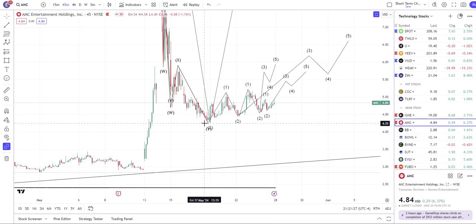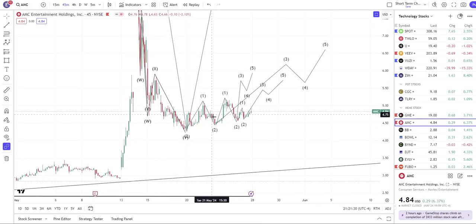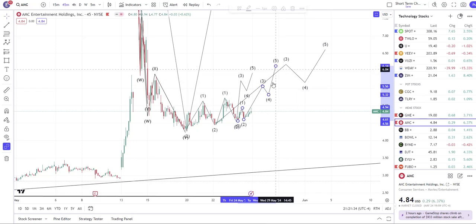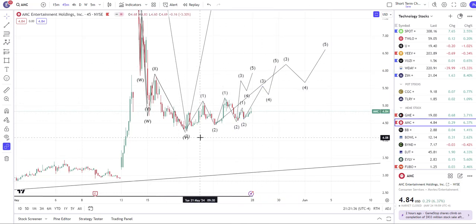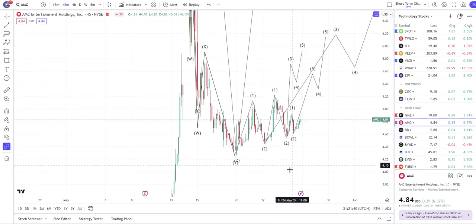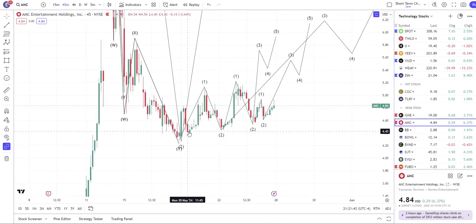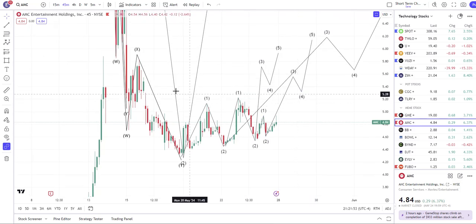We have this 3-wave move, and now we're coming out in a 1-2, 1-2, 1-2, and I believe we're going to come out and should explode higher. I do believe here we're actually seeing a lot of support, more than even GME. 1, 2, 3, 4, 5 for 3 back, another 5 up, another 3 back, another 5 up, and now hopefully we launch. That's the idea for AMC, guys.